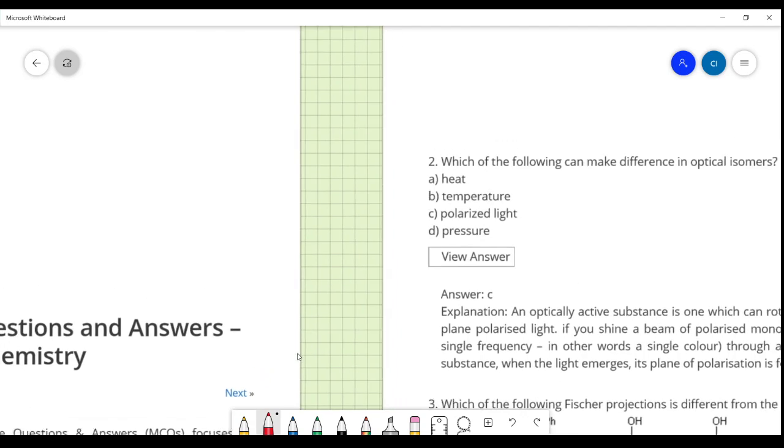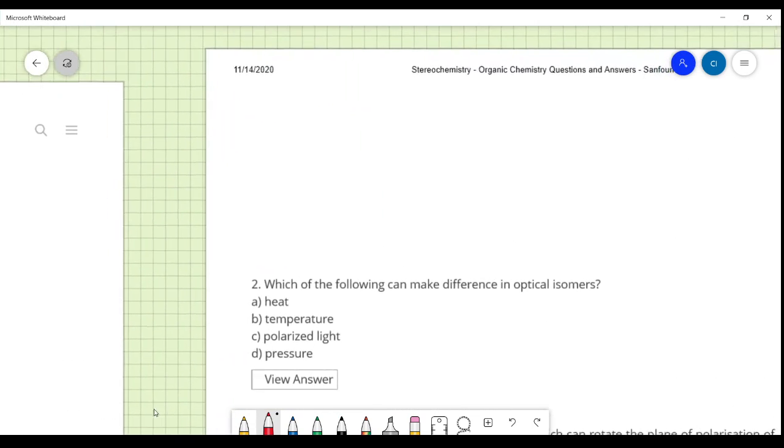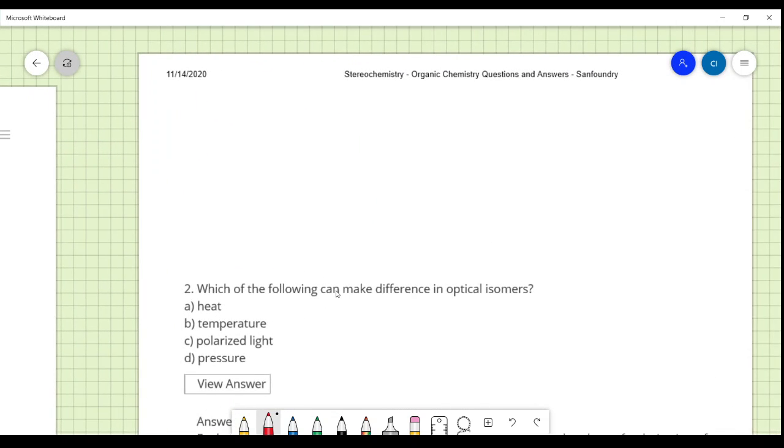Okay, so this is the next question. Which of the following can make a difference in the optical isomers? Optical isomerism, I think you know what the condition for this is. The condition for optical isomerism is that it should have a chiral center or a lack of symmetry. The options are heat, temperature, polarized light, and pressure. So I think the answer is polarized light.